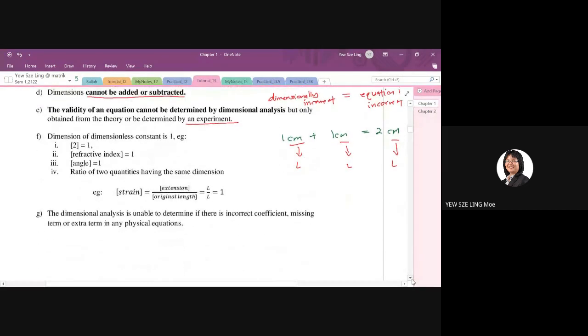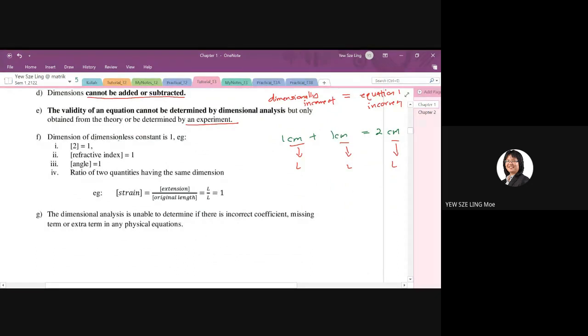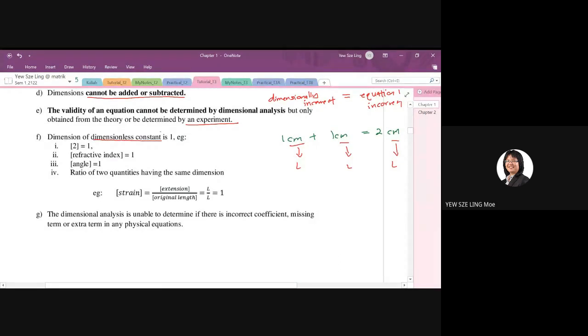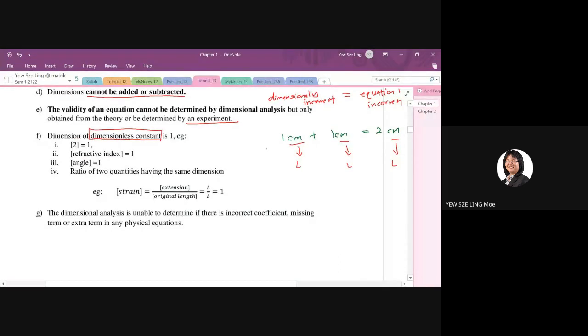Next, before we proceed to a hands-on example exercise, there are a few things that you need to take note of. Dimensions of a dimensionless constant. Dimensionless constant means that in an equation, sometimes you get just a value. Of course, a value has no unit and no dimension.